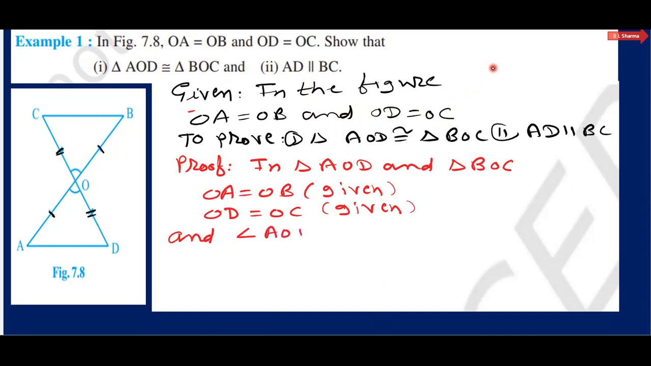And angle AOD is equal to angle BOC. See here, angle AOD is equal to angle BOC, because the two are vertically opposite angles. So we write in the bracket vertically opposite angles.